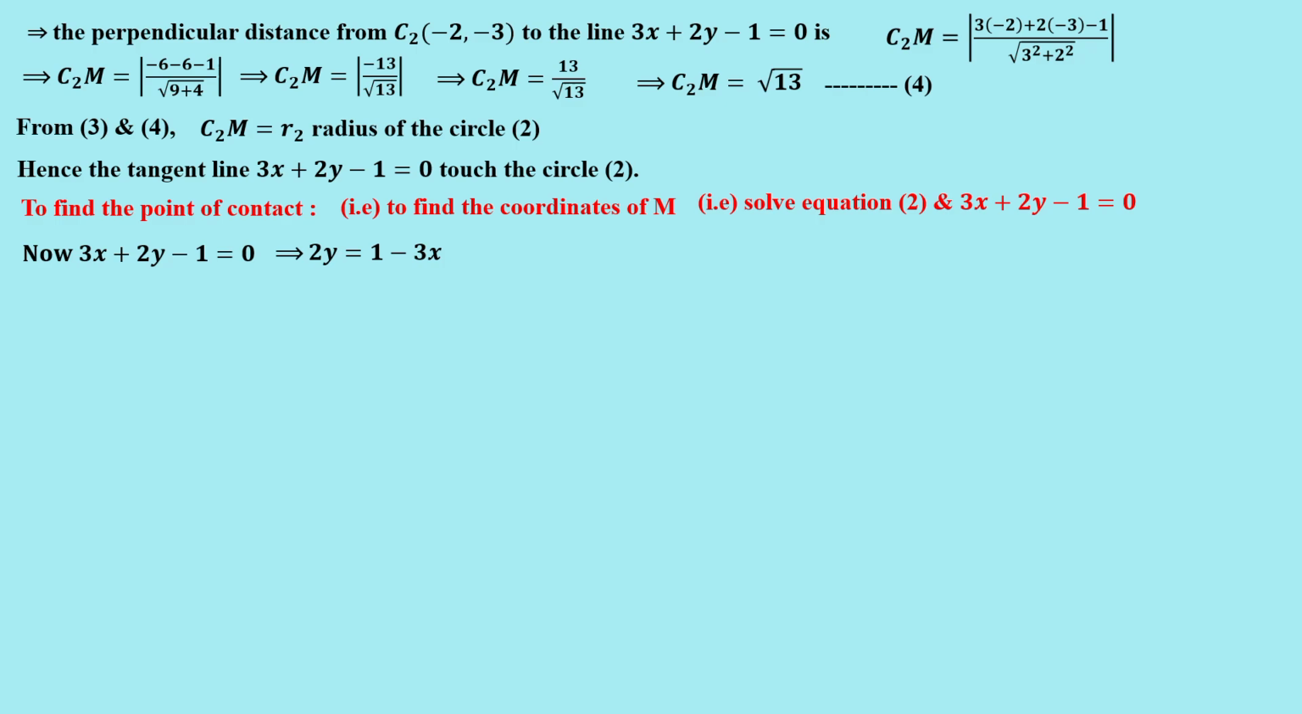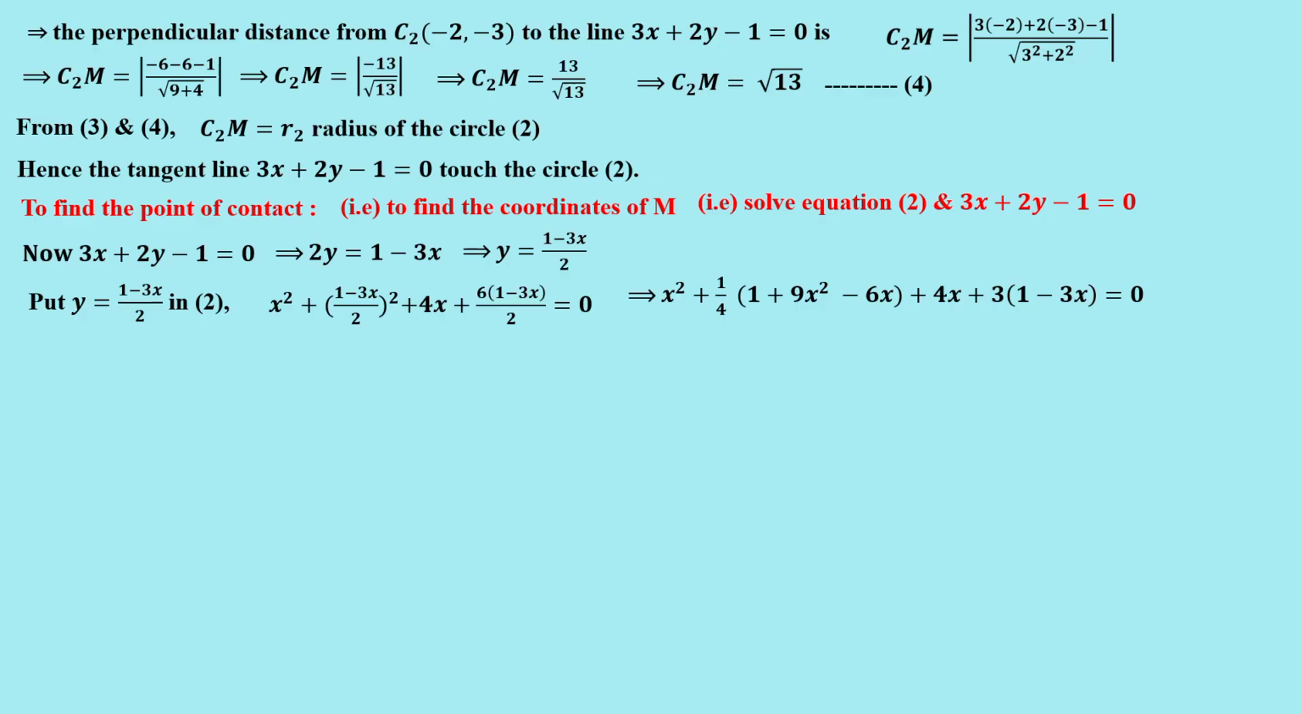Now 3x + 2y - 1 = 0, therefore 2y is equal to 1 minus 3x, y is equal to (1 minus 3x) by 2. Put y = (1 - 3x)/2 in equation 2. So substituting in the second circle equation, x square plus ((1 - 3x)/2) whole square plus 4x plus 6 into (1 - 3x)/2 equal to 0.